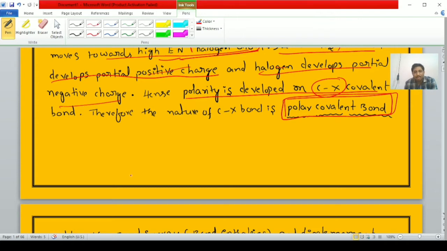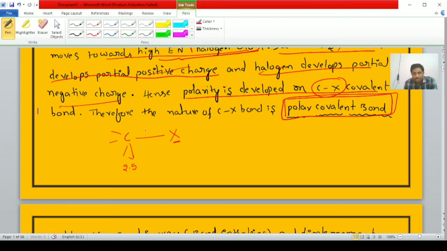Let us consider, students, the carbon is having tetravalency. One of the bonds is bonded to a halogen atom. In the case of haloalkanes and haloarenes, this halogen atom has higher electronegativity than the carbon atom, which has electronegativity 2.5. The halogen has electronegativity more than 2.5.